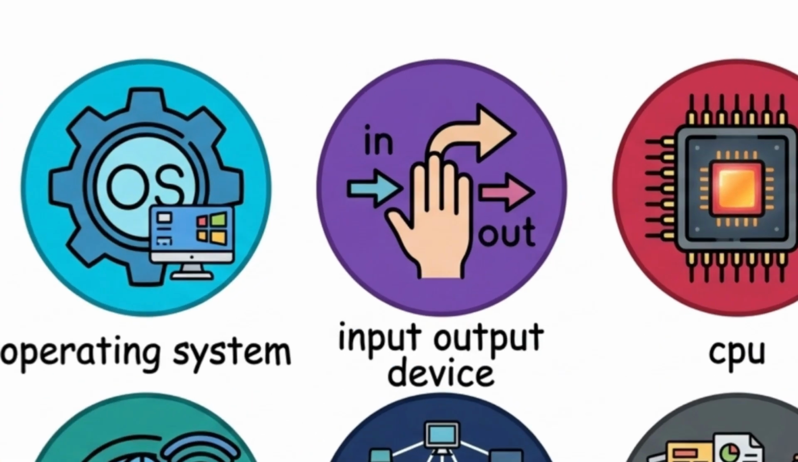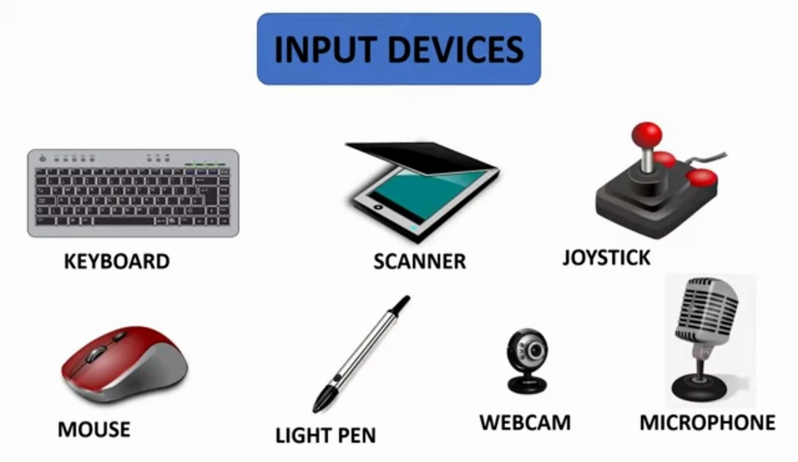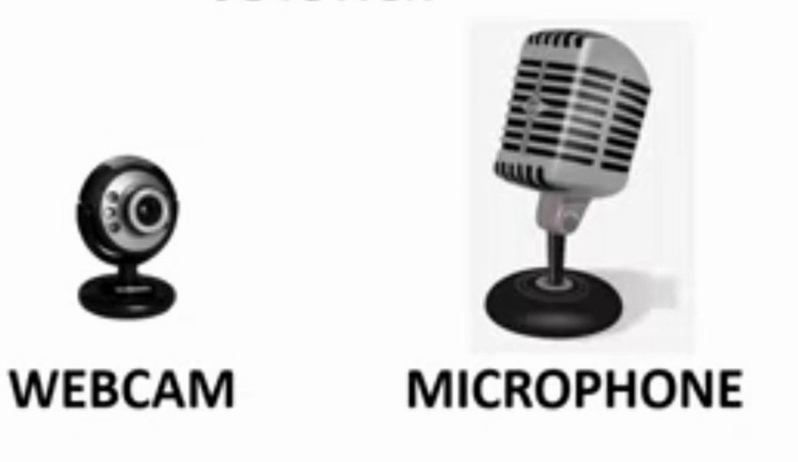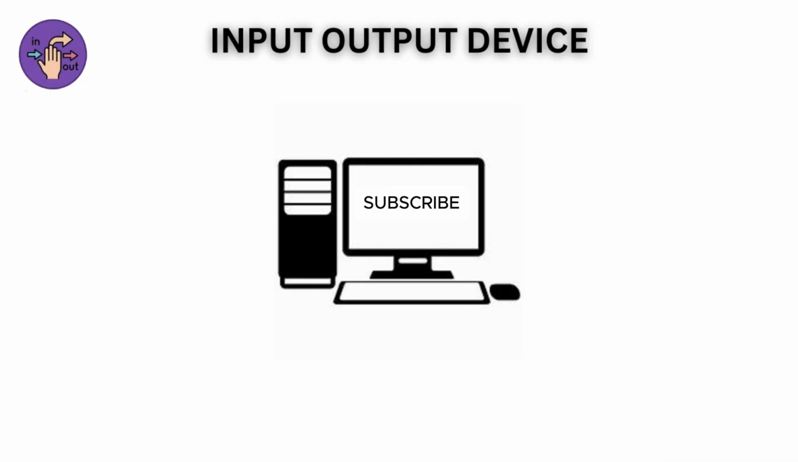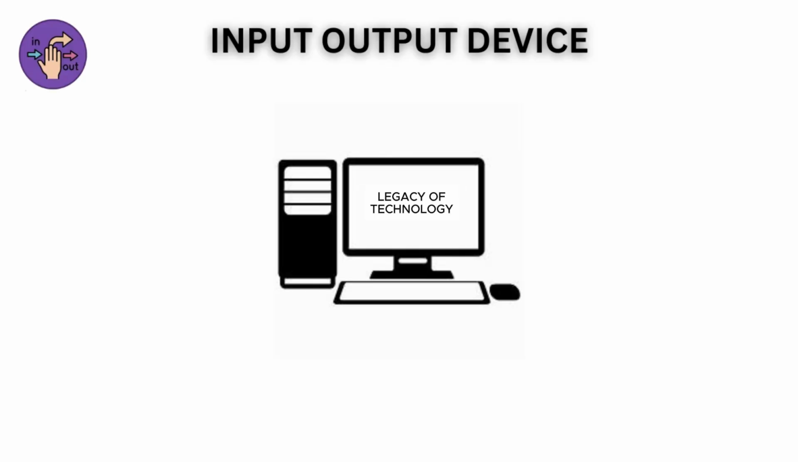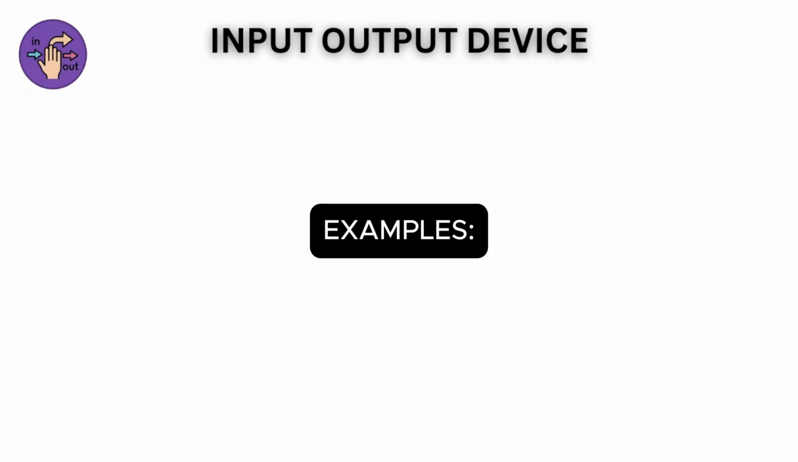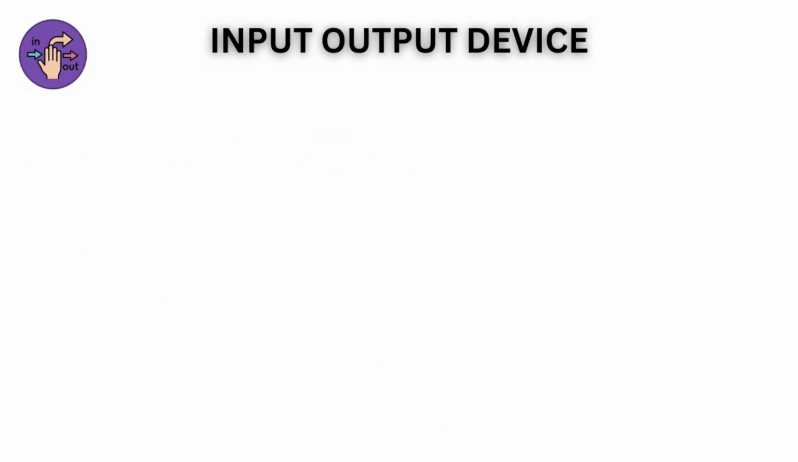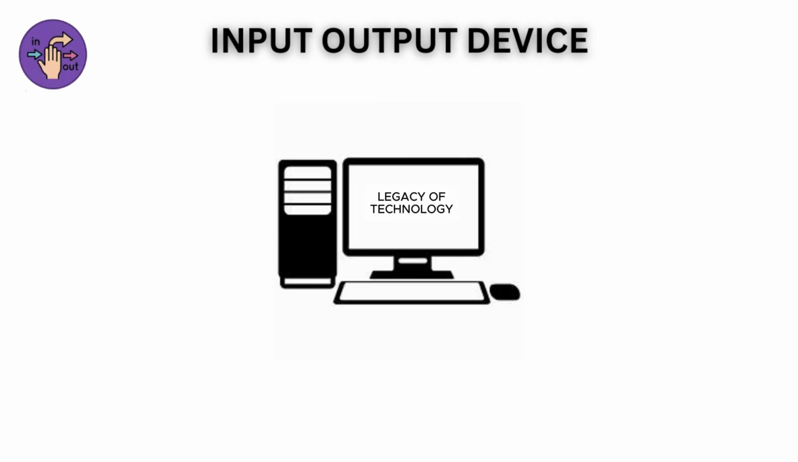Next, let's look at input and output devices. Input devices are tools that allow users to send information into a computer. Examples include keyboards, mice, microphones, scanners, and webcams. When you type your name on a keyboard, you are providing input to the computer. Output devices are the opposite. They display or present information from the computer back to the user. Examples include monitors, printers, and speakers. For example, when you type a sentence on your keyboard, the letters appear on your monitor. The keyboard is the input device, and the monitor is the output device.